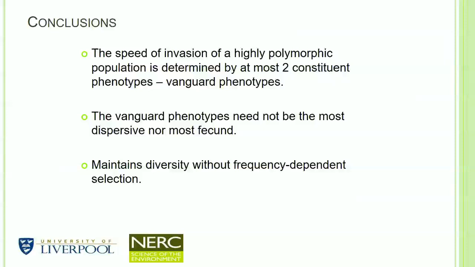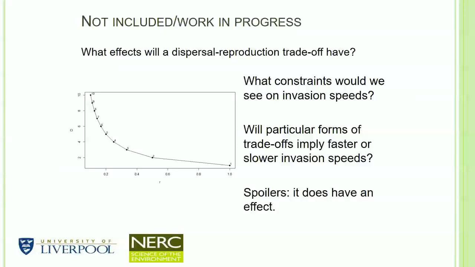So conclusions to be drawn here are that if there's anything you take away from this talk, it should be that the speed of invasion is determined by at most two of the constituent phenotypes of the population. The vanguard phenotypes need not be the most dispersive nor the most fecund, and we still maintain diversity without frequency-dependent selection. As again, this wasn't included, and it does actually have an effect on the invasion speed.